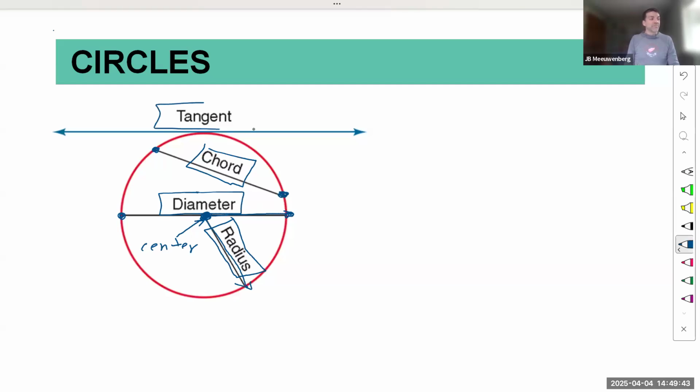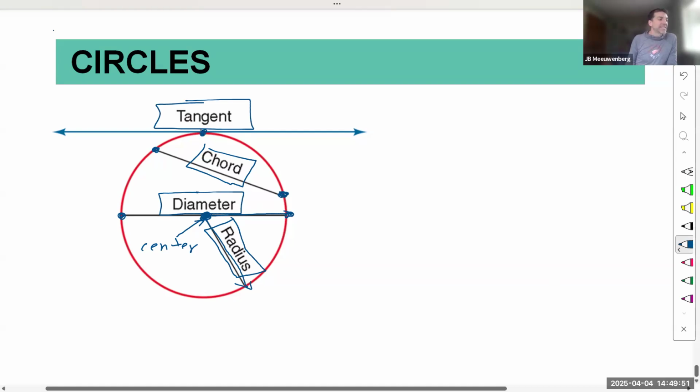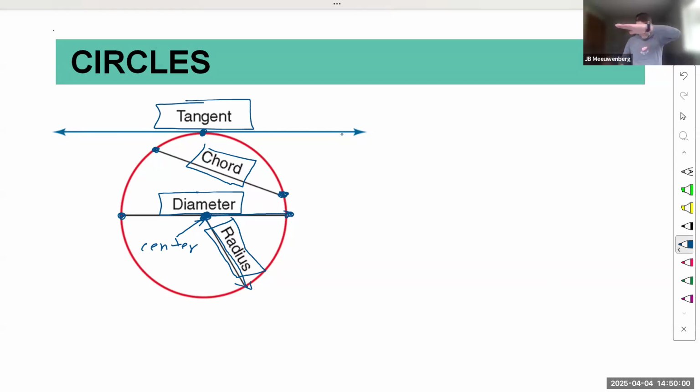And a tangent, the tangent is a line that only touches the circle at one point. So a tangent is like imagining a picture of a bowling ball sitting on a desk, and then you put a board on top of it, right? That bowling ball and that board are only going to touch at one very specific point, okay? And that is called the tangent line.